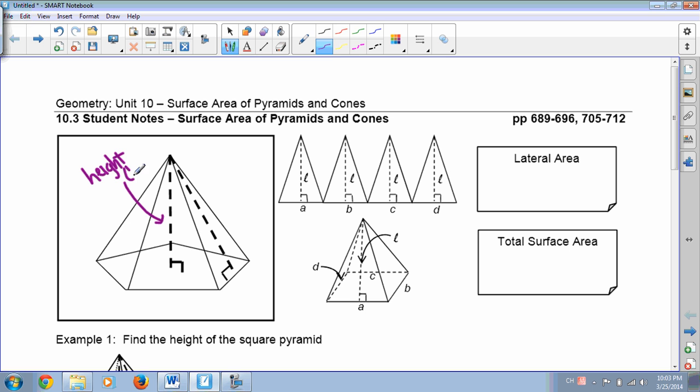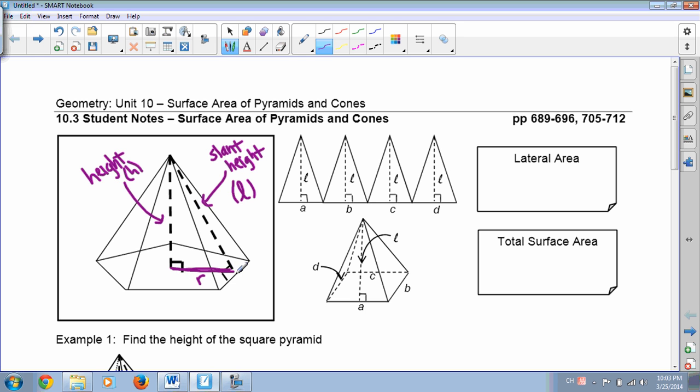Also known as h. This other dotted line that goes from the vertex but is slanted and goes to the center of one of our sides, this is called our slant height. And for some odd reason, instead of using an S, they use a cursive l, so lowercase l for slant height. And then obviously from the center to the edge here, that would be your radius.